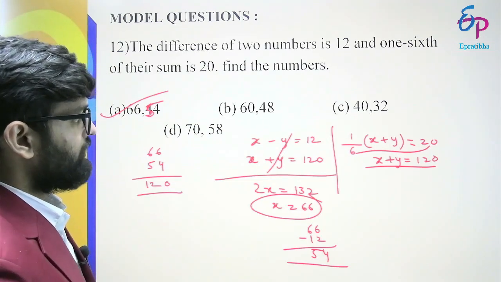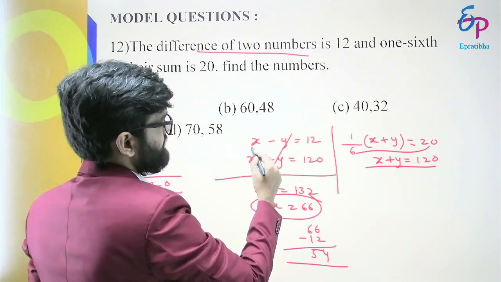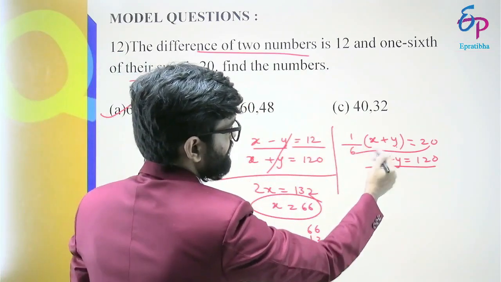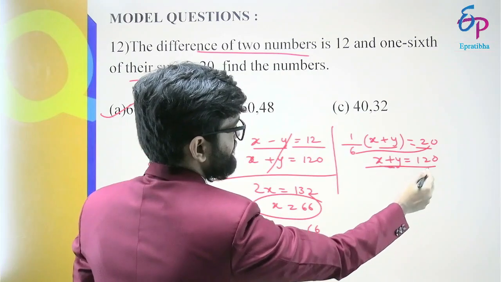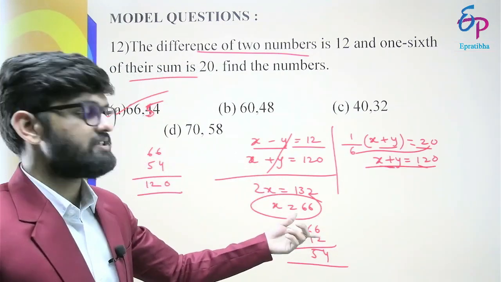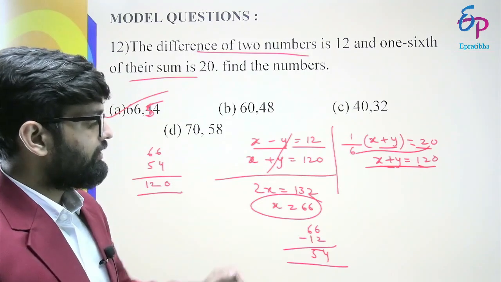Okay, moving on. So difference means I am taking it as x minus y, that is equal to 12. 1/6 of their sum means 1/6 of x plus y is equal to 20. X plus y is equal to 120. Let's solve these two equations. You will get the answer. X is equal to 66 and y is equal to 54.